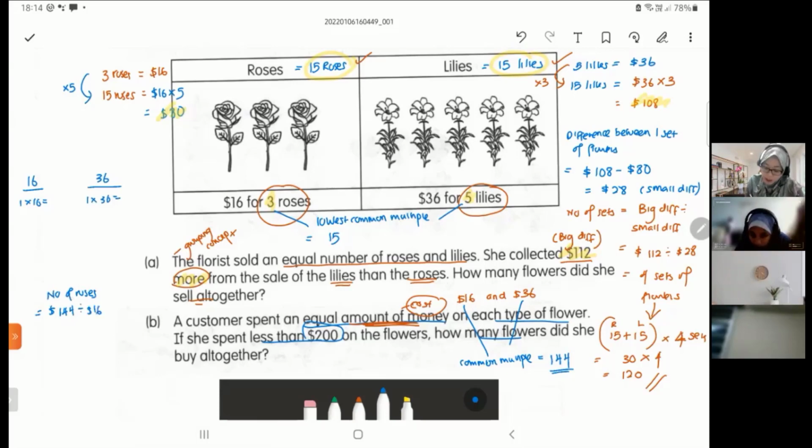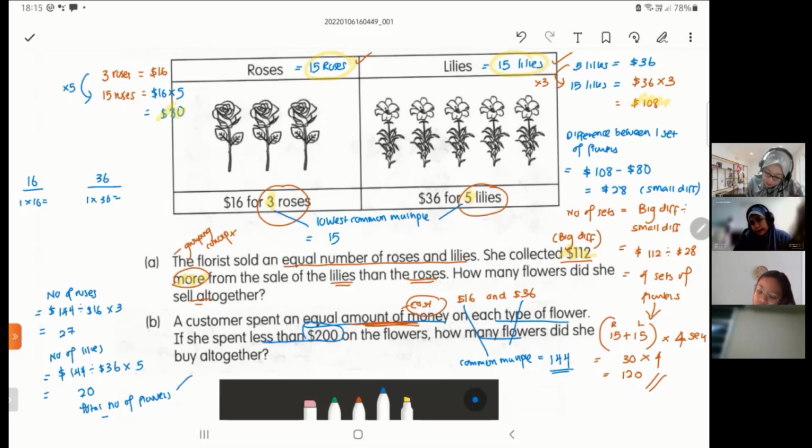Okay, and then you times it with 3 equals to, you're going to get 27. Number of lilies will be 144 divided by 36 times the 5 lilies equals to 20. So the total number of flowers that he bought will be 27 plus 20. I get 47. This is my answer for part B. And just now the answer for part A is 120. Okay.